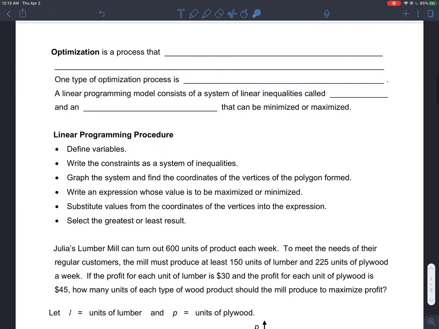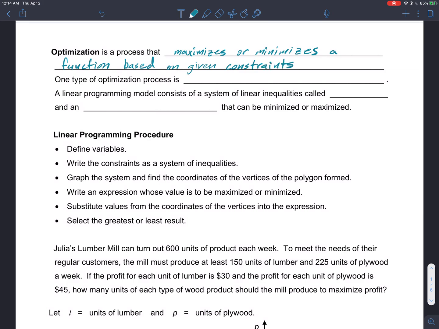To summarize this process and what we just discussed, optimization is a process that maximizes or minimizes a function, usually called the objective function, based on given conditions or given constraints.